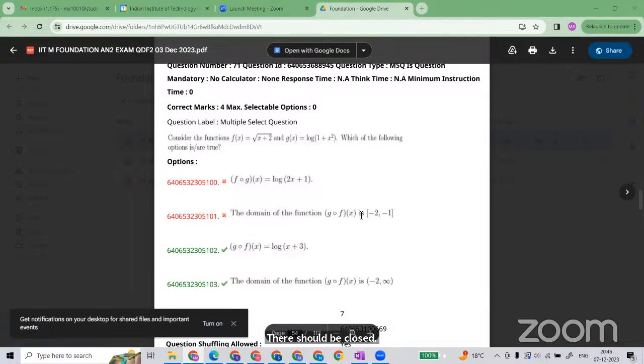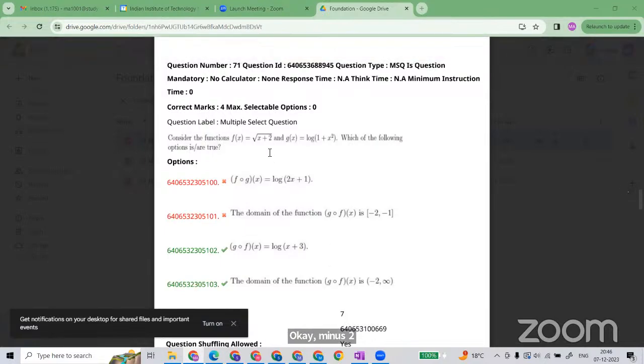Because at -2, the domain of f of x is defined, so g of f is also defined. Here -2 is acceptable, and here it is also acceptable. Yes, sir. So it should be closed.